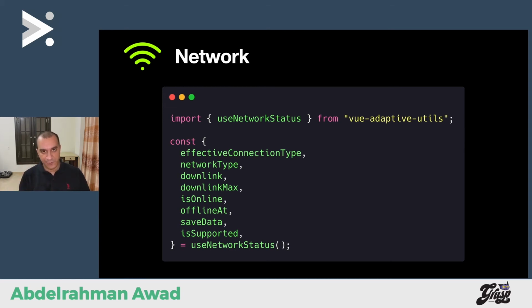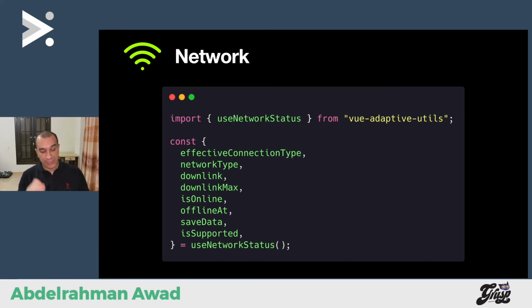Well, we can read the effective connection type, which describes how fast the connection is in terms of connection types. Like if it's very fast, it will report it as 4G. If it's slightly slower, 3G, then 2G, then slow 2G, and so on. This can give you pretty much a good idea on how fast the user's speed is. So this is very useful.